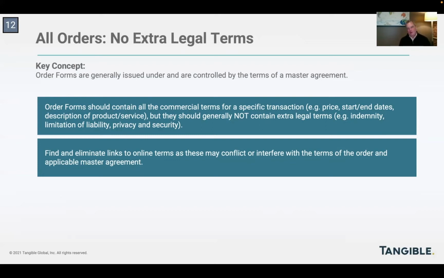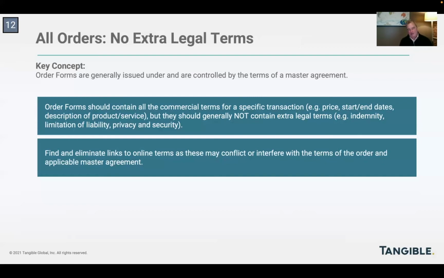That means you're looking for the commercial terms in the order form. Concepts like price and start and end dates, descriptions of deliverables, the service levels that are applicable to a particular order. But generally speaking, you're not going to look to the order to find things like limitations of liability or exclusions from liability or ownership of intellectual property. All of that should be handled in the master agreement.